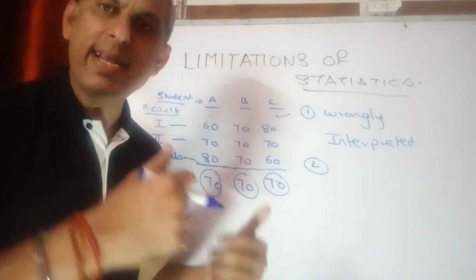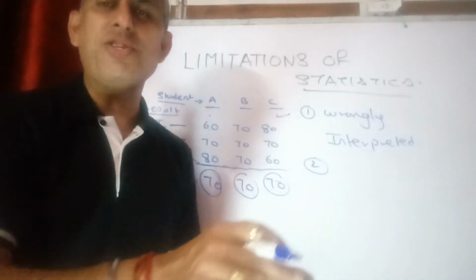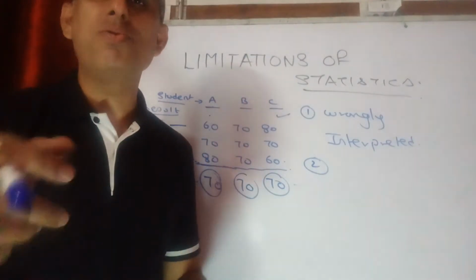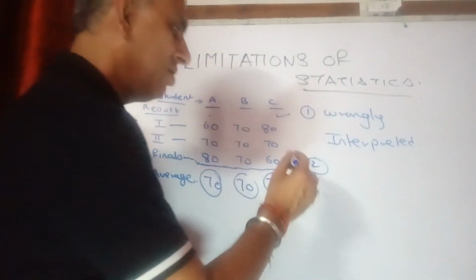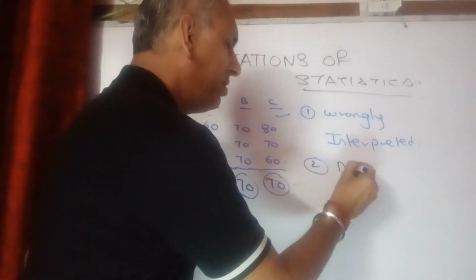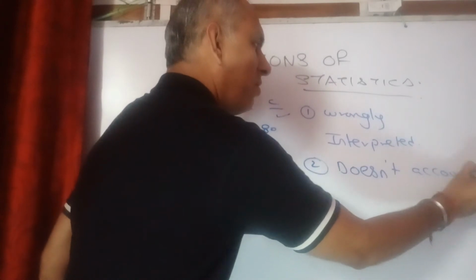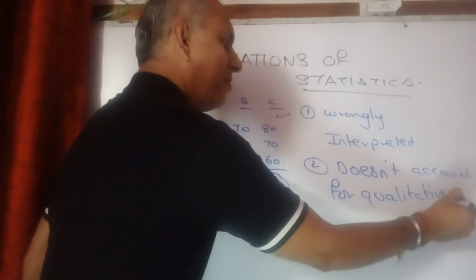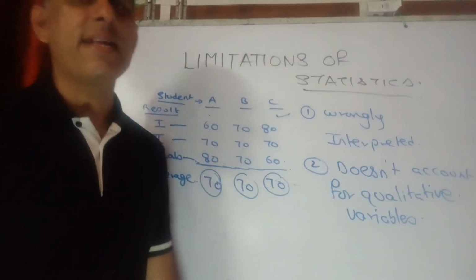So if we have to analyze the honesty of employees or the quality of concentration of a child in the classroom, it will be very difficult to do it in statistical form unless you use certain devices to convert it into quantitative values. So the second limitation which you have to relate with limitations of statistics is that it doesn't account for qualitative variables. That means qualitative variables are not properly taken care of in statistics.